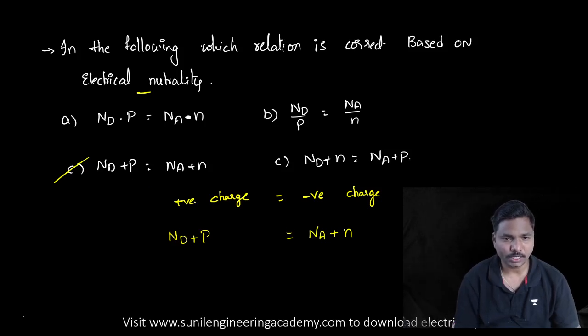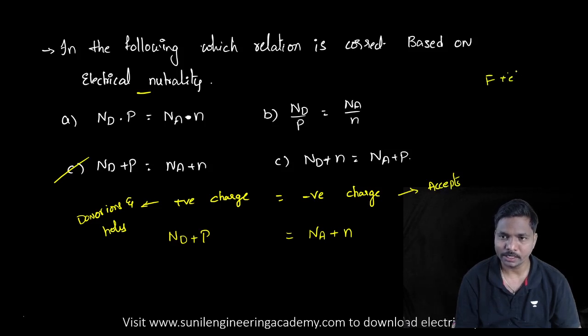Okay. So positive charge we are getting due to donor ions and holes. Negative charge we can get when anyone accepts one electron, it becomes negative. For example, fluorine attracts one electron, it becomes F minus. So whenever anyone accepts the electron, it becomes negative charge. Okay, so acceptors and also electrons. Electrons are negative charge.